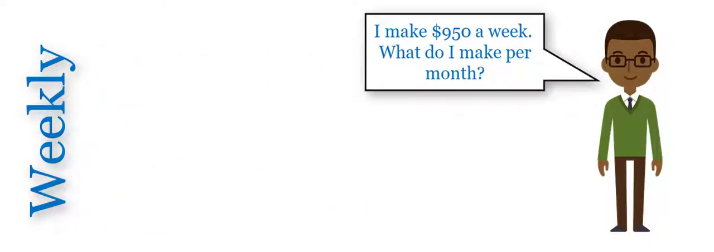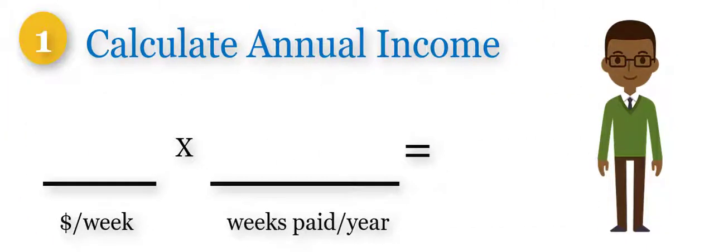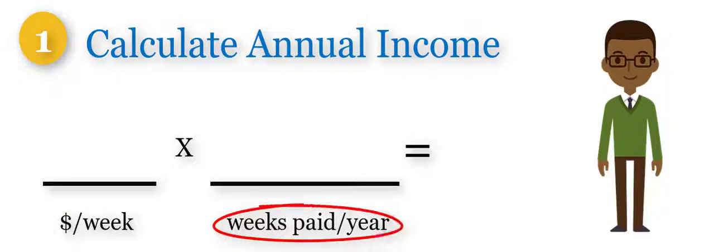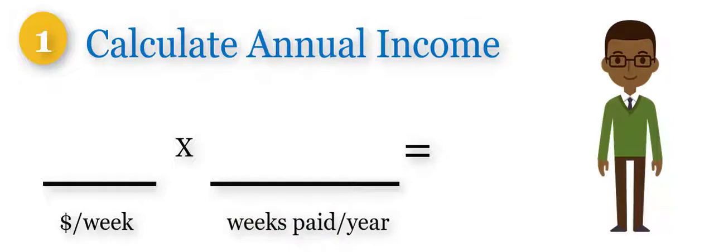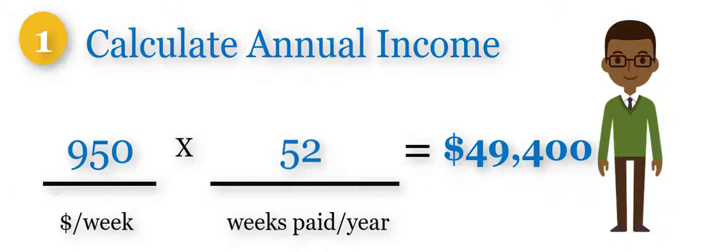Say you make $950 every week. How much do you make per month? Step 1. We first need to calculate how much you make each year. We'll need to multiply your weekly pay by how many times you're paid each year. Let's put in some numbers. Your gross weekly pay is $950 per week. You get paid every week of the year, so 52 times a year. Multiply these numbers together and we have your gross annual income, $49,400. But for your form, you need your monthly income.